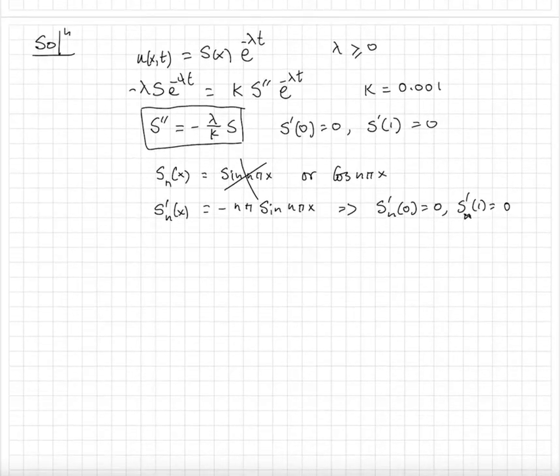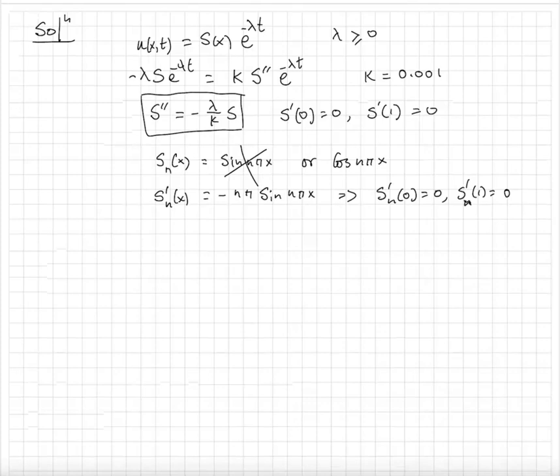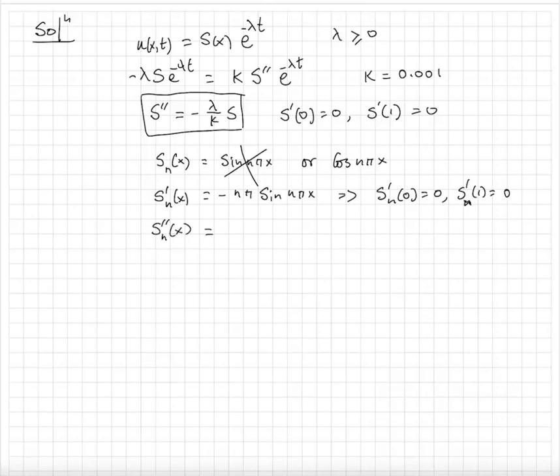Okay, so that's all for now. Then you go to the next step. What is the next step? You want to find the eigenvalue. So you differentiate a second time, and you get n square pi square cos n pi x.